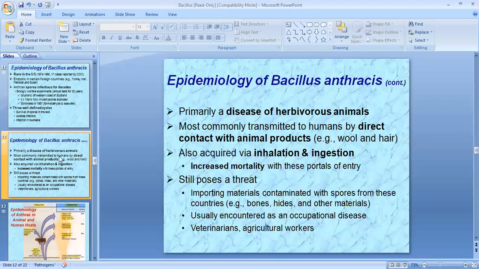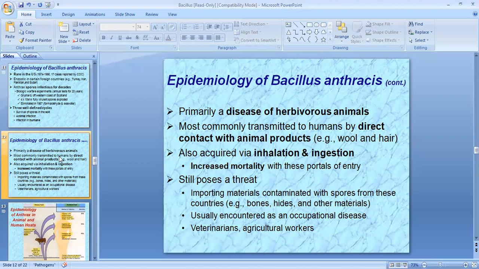Three well-defined cycles include survival of spores in the soil, animal infection, and infection in humans. This is primarily a disease of herbivorous animals, most commonly transmitted to humans by direct contact with animal products like wool and hair. That's why it is called wool sorters' disease. It is also acquired via inhalation and ingestion. There is increased mortality with that portal of entry.